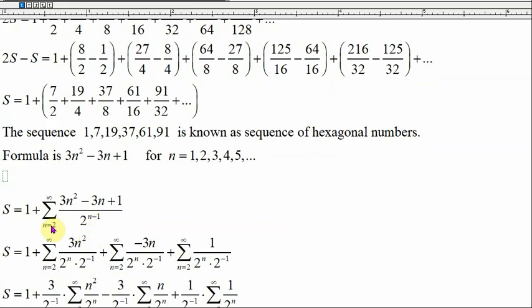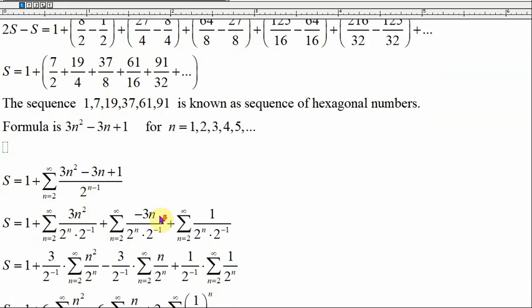When n is 2, we get 7, and then here we get 2. When n is 3, we get 19, and then here we get 4. When n is 4, we get 37, and then down here we get 8, and so on.